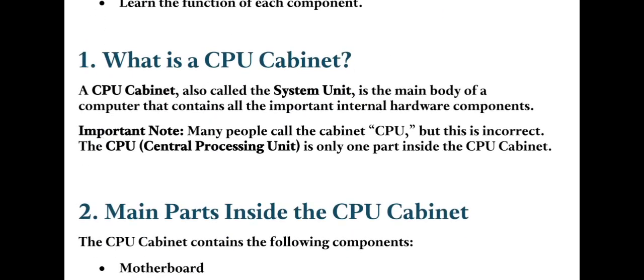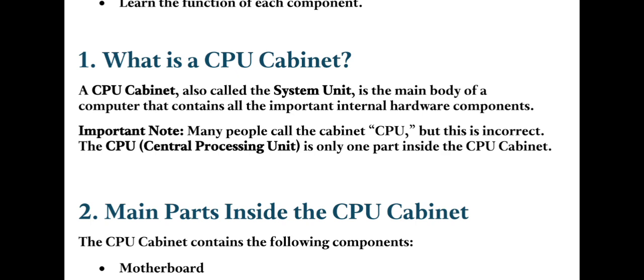What is a CPU cabinet? A CPU cabinet, also called a system unit, is the main body of a computer that contains all the internal hardware components. Important note: many people call the cabinet the CPU, but this is incorrect.